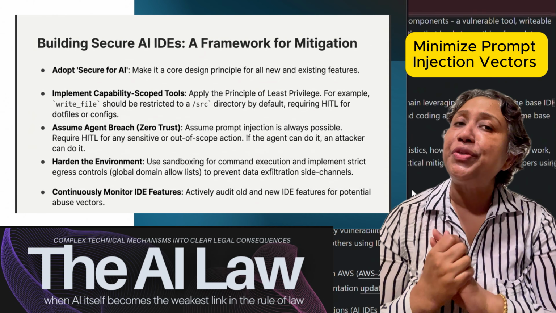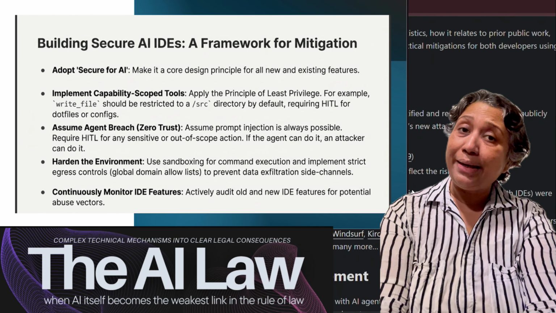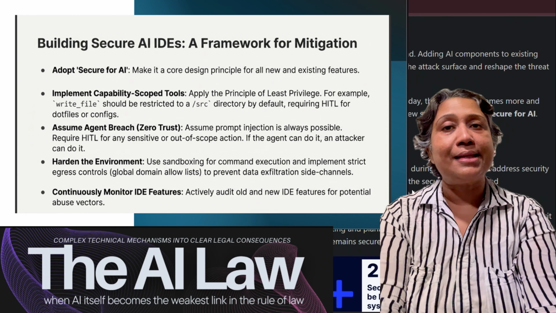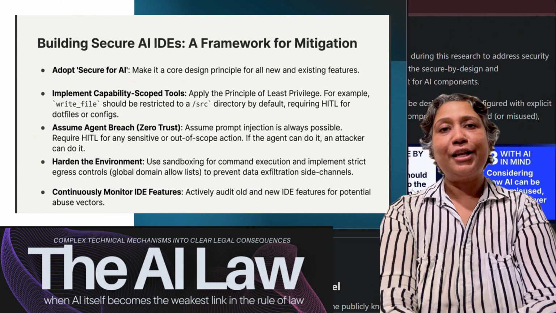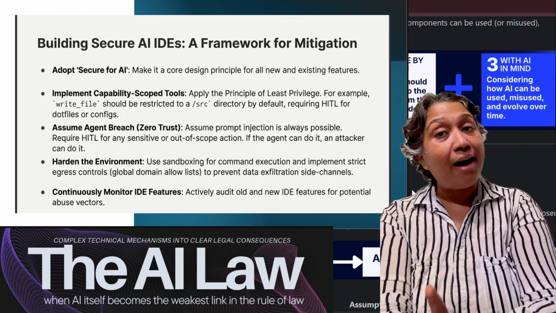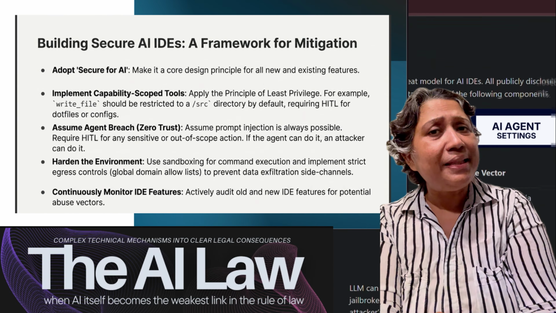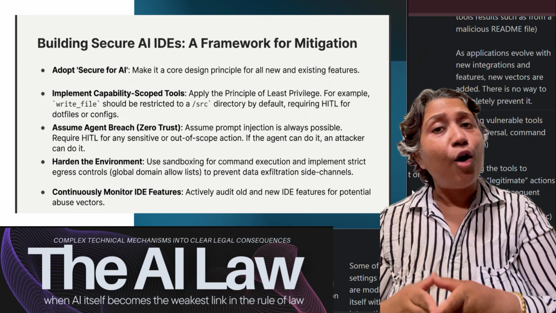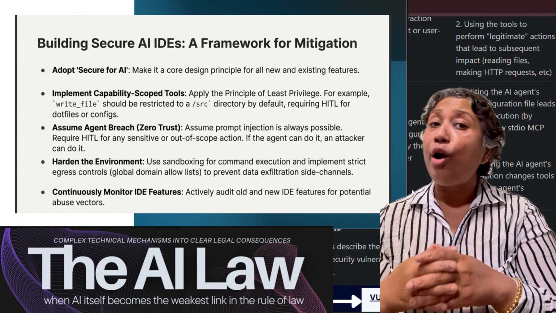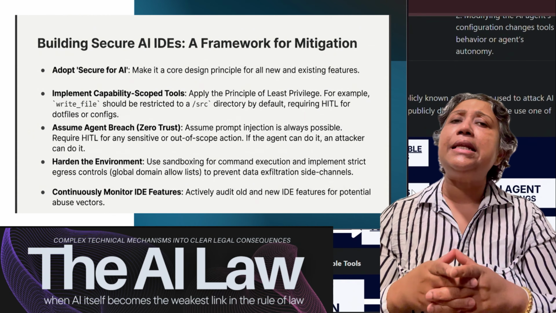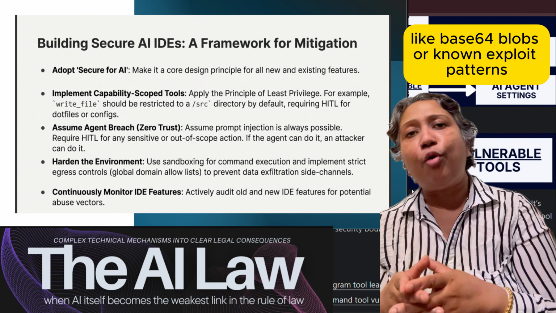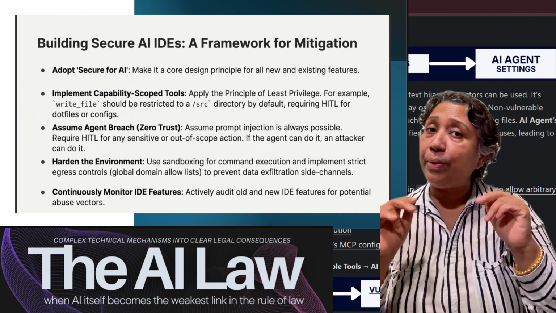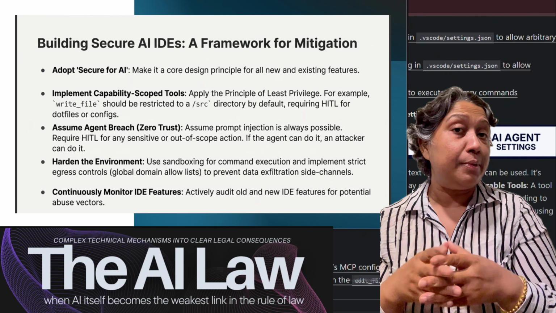Minimize prompt injection vectors. While it's hard to eliminate prompt injection entirely, tool builders can reduce the places malicious instructions might hide. For instance, if I'm building an AI coding plugin, I might disable the AI in certain contexts. Maybe don't let it read .md files or large text files by itself, or if it does, strip out obviously suspicious content like base64 blobs or known exploit patterns, or provide warnings to users. You've opened an untrusted project with AI enabled, be cautious.